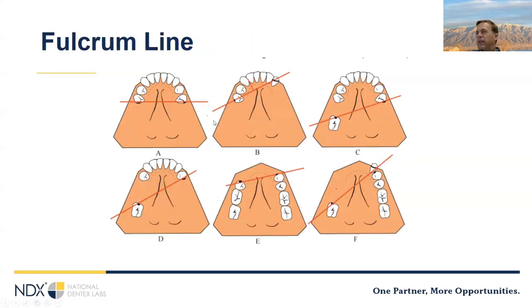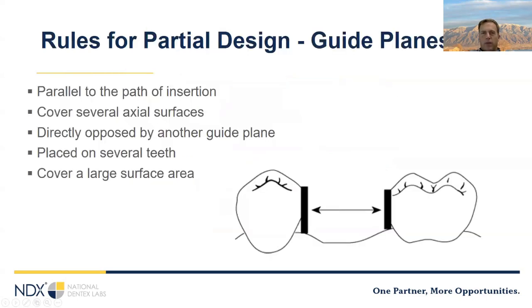This is kind of talking about the different kinds of fulcrum lines. So what this means is that we're going to have rests along the line, and then we're going to want to have a clasp assembly or at least a rest like here, for instance, or here to prevent rotation along that axis. So when you're looking at your partials, you want to think about that.